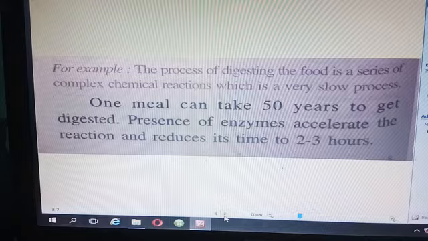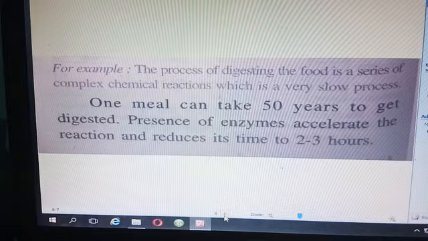In the absence of enzymes, 50 years to get digested. In the presence of enzymes, 2 to 3 hours. That means enzymes are working very efficiently. Their presence is very important in our body, or in any living body. The presence of enzymes is very important.